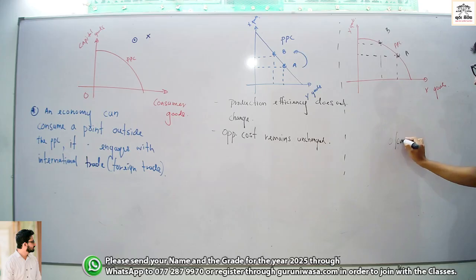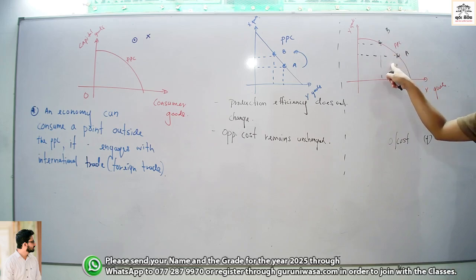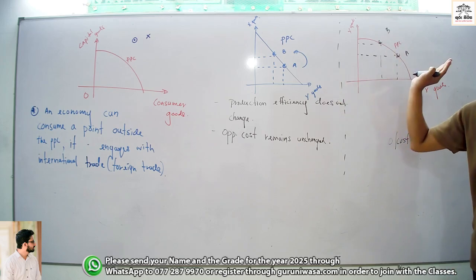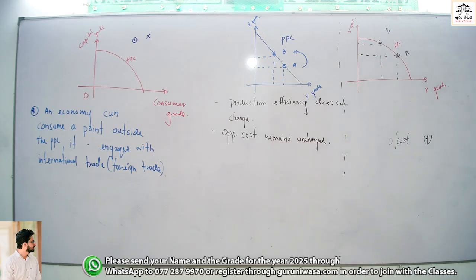So opportunity cost increases. But both point A and point B show productive efficiency. So productive efficiency is the same at both points A and B, but opportunity cost is different. In the linear case both are the same because of constant opportunity cost. Here opportunity cost changes point to point, but productive efficiency does not change. So the first and fifth answers are both correct.